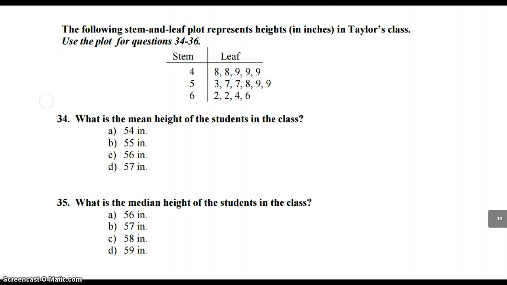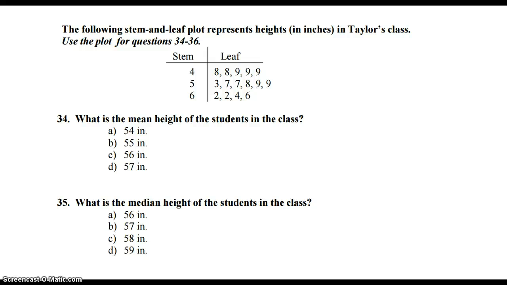Alright, number 34 uses a stem and leaf plot through 36 here. And I'll put 36 on the next video just to stay consistent. So they want to know, first of all, what's the mean height or the average height of students in the class.